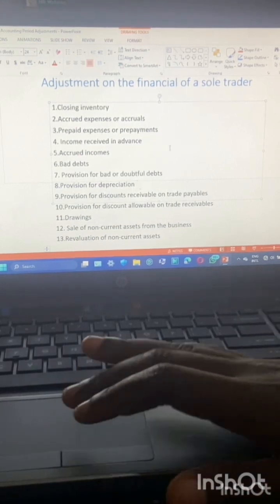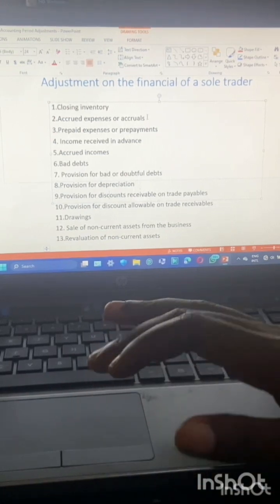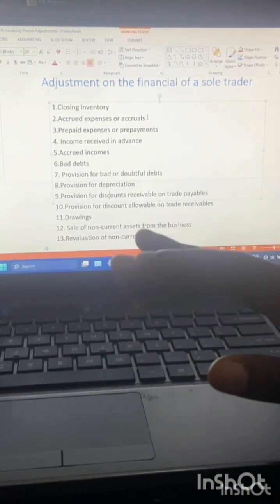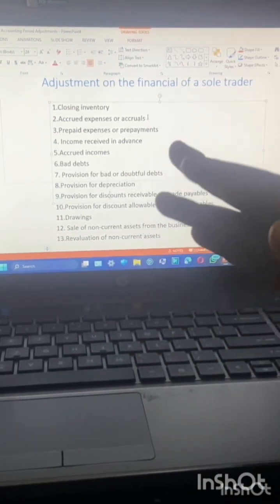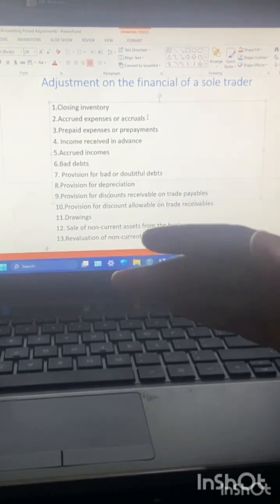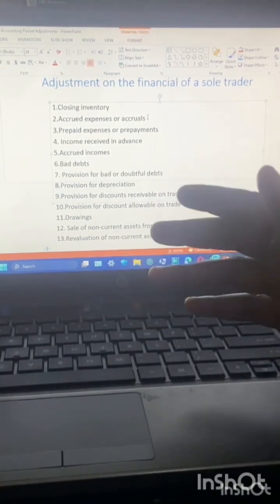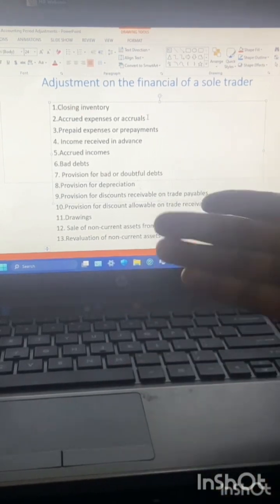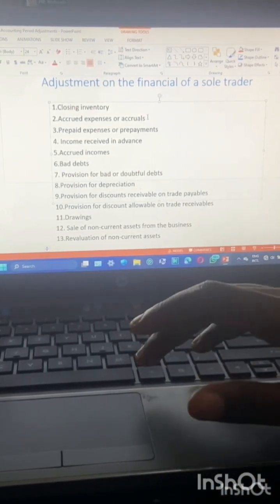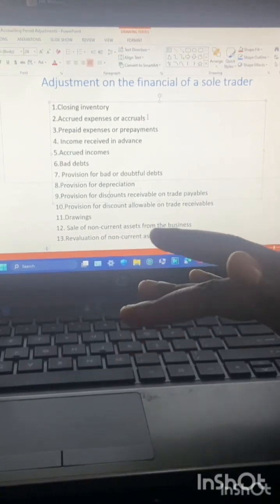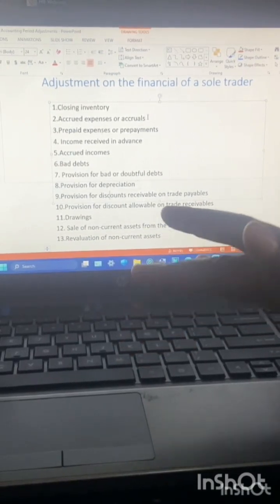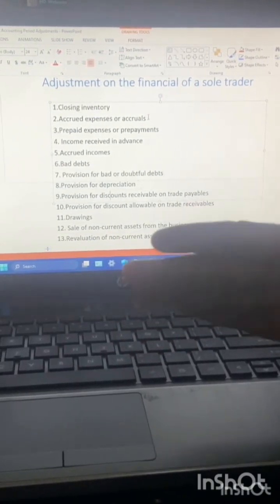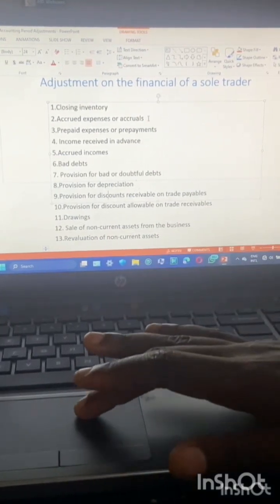We have our accrued expenses. Accrued expenses are expenses that the business has enjoyed but has not yet paid for as at when this account was prepared. We have the prepaid expenses, which are just the opposite of the accrued expenses. These are expenses that the business is yet to enjoy but has already paid for, so they have paid in advance. We call them prepayments.